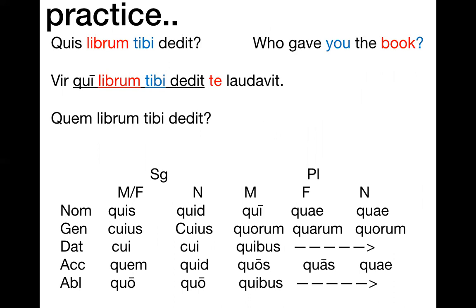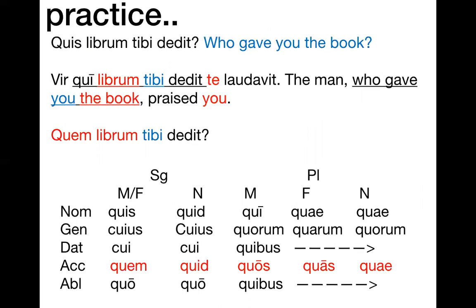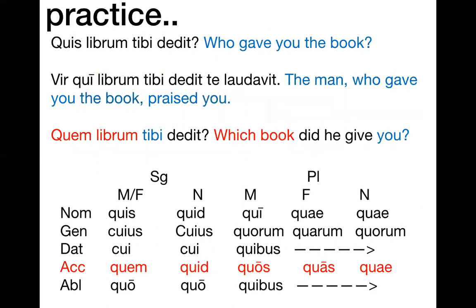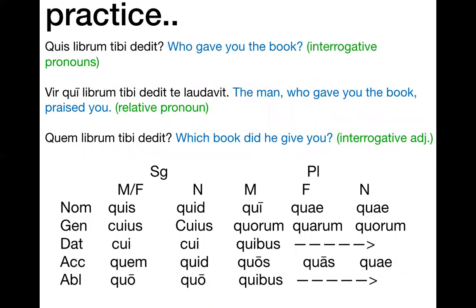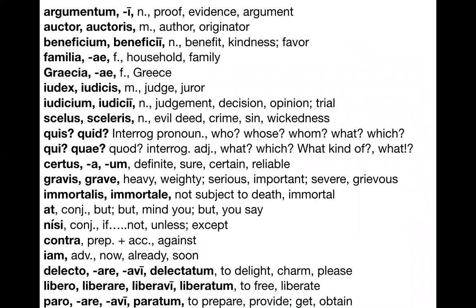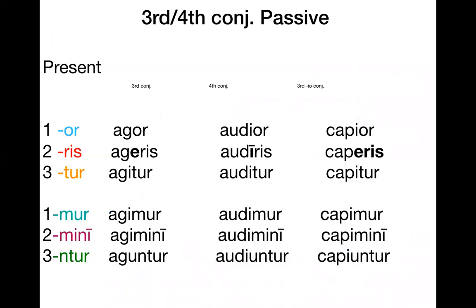Good. This next one is just an example of a relative clause, just to remind you that these are also used in relative clauses. And then last we have a relative or interrogative adjective. Again, which book did he verb? Okay, good. This is the vocabulary from this chapter, which y'all just got quizzed on, so y'all probably know it really well by now.